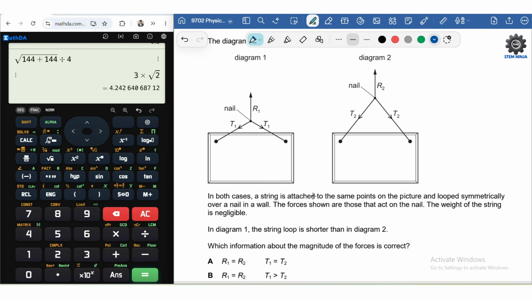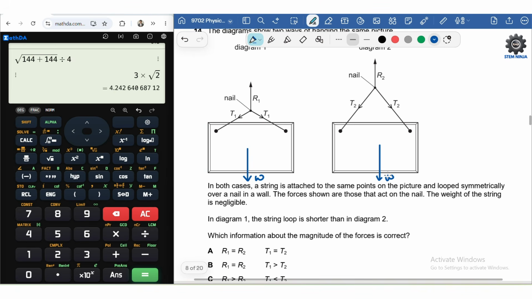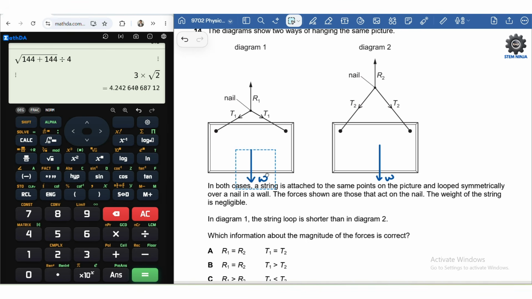Right. Okay, hold on. If you look at it from the perspective of weight, this is going to be your weight. Weight is going to be the same because we're using the same picture, right? So if you look at it from the perspective of the weight, these forces, these tensions, are going away from these holes to balance them out. You will have some angle over here.